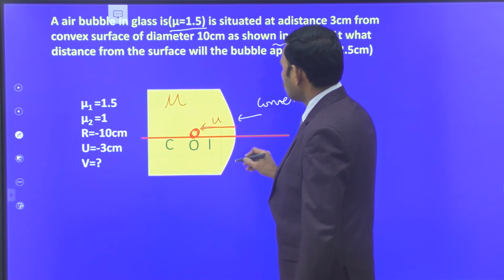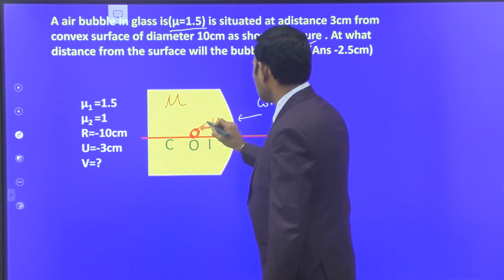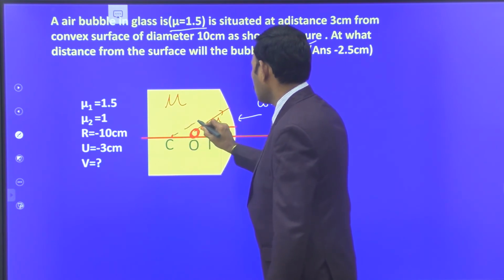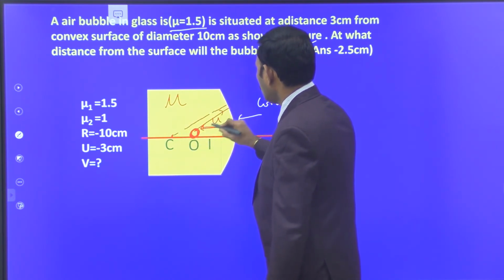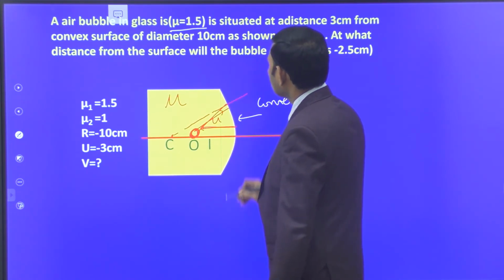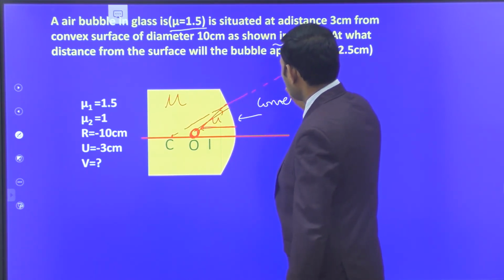That light ray is traveling. Suppose this is the incident light ray and this is the center of curvature. Draw the normal at the point of incidence. So this is the normal line. We extend the normal line here.